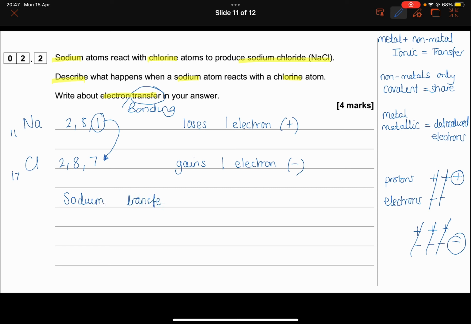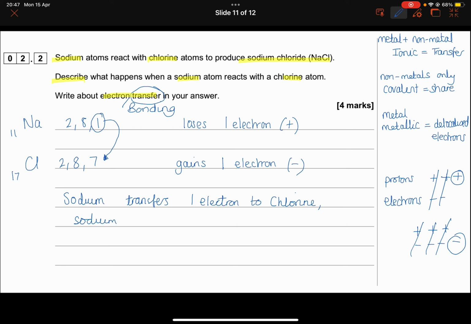transfers 1 electron to chlorine, and it's definitely a good idea to always put the number of electrons. Don't just assume that the marker knows how many that you're talking about. Sodium transfers 1 electron to chlorine.